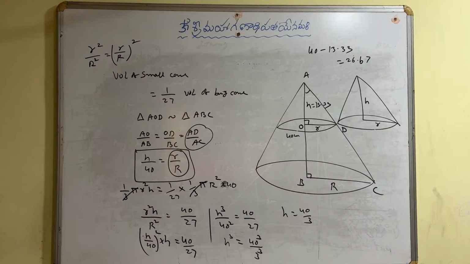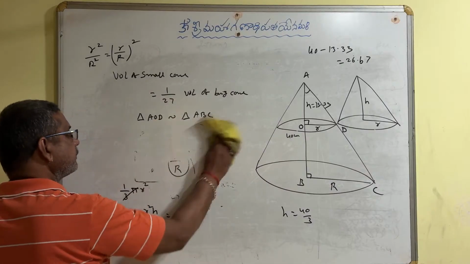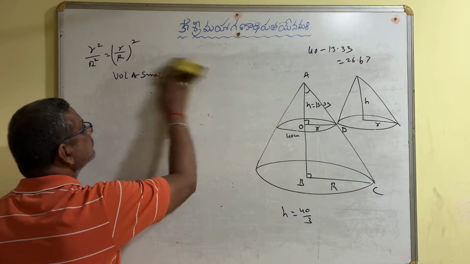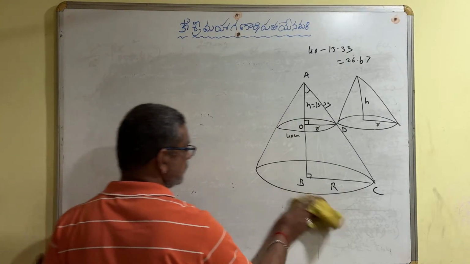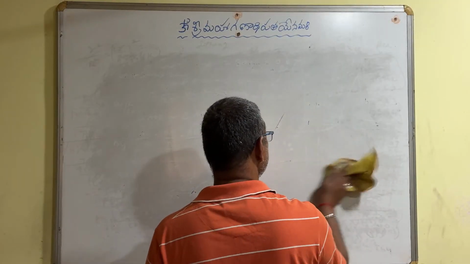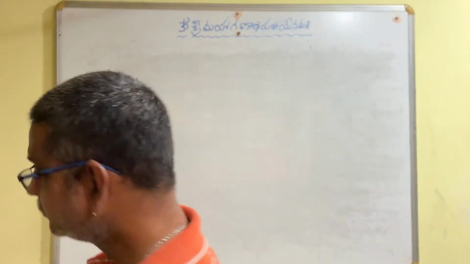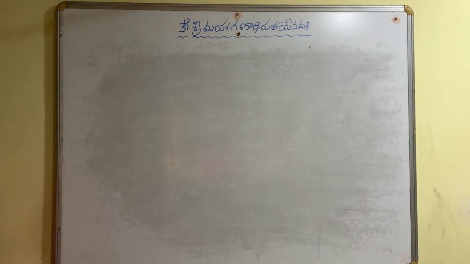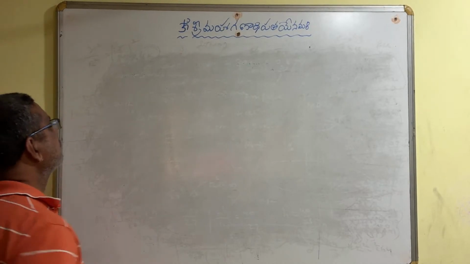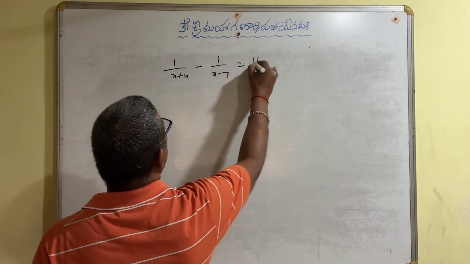Higher order questions. Next question. Find the roots of the following equation: 1 by x plus 4 minus 1 by x minus 7 is equal to 11 by 30.